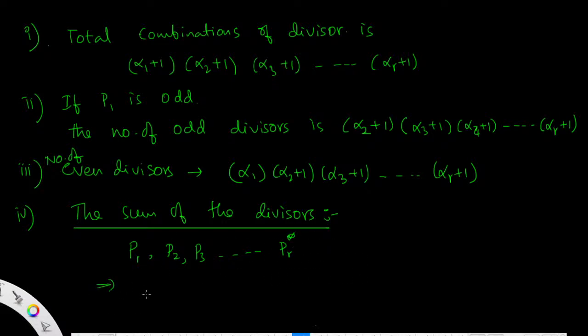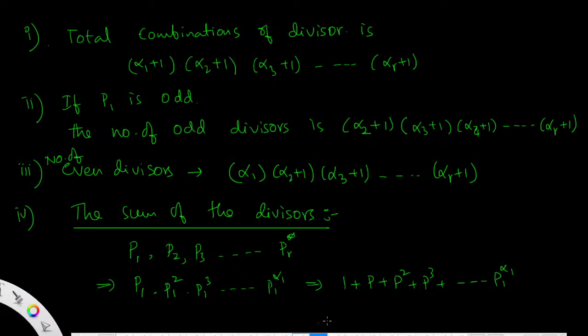Then it has to be the sum. Sum means P1 to the power of, how many times it is repeated we don't know. So the divisors of P1 are 1 time, P1, P1 squared, P1 cube, and so on up to P1 to the power of alpha 1. Then we can write 1 plus P1 plus P1 squared plus P1 cube plus so on up to P1 to the power of alpha 1.